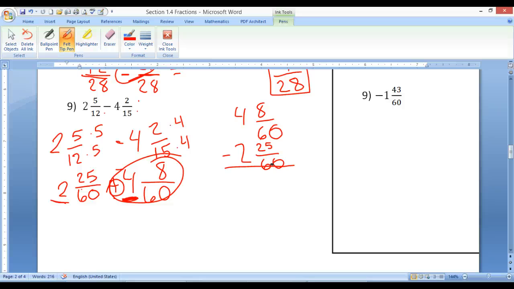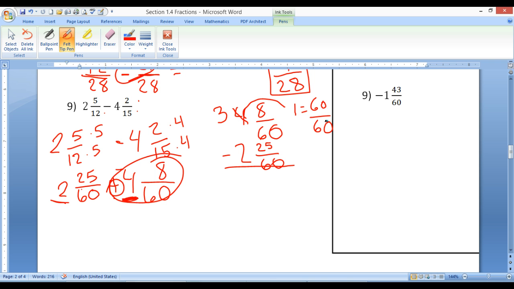Oh, here's one more step. I don't have enough here in the numerator, 8 subtract 25. So I have to borrow. I'm going to borrow from the 4 and make it a 3. And I'm going to borrow 1. But this is a special one. This one will be 60 over 60.